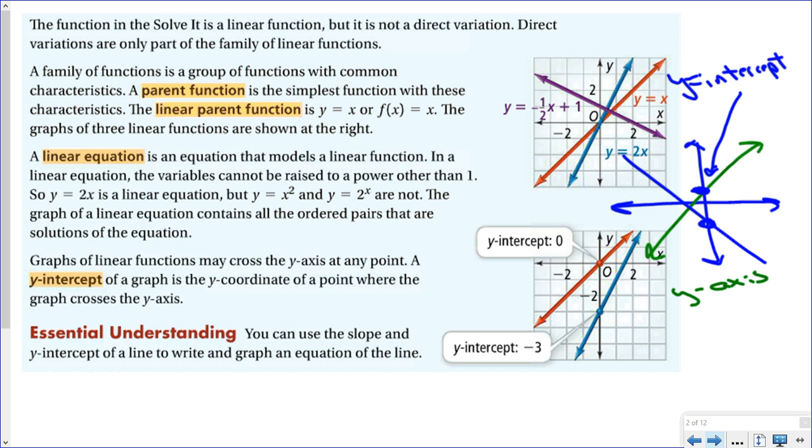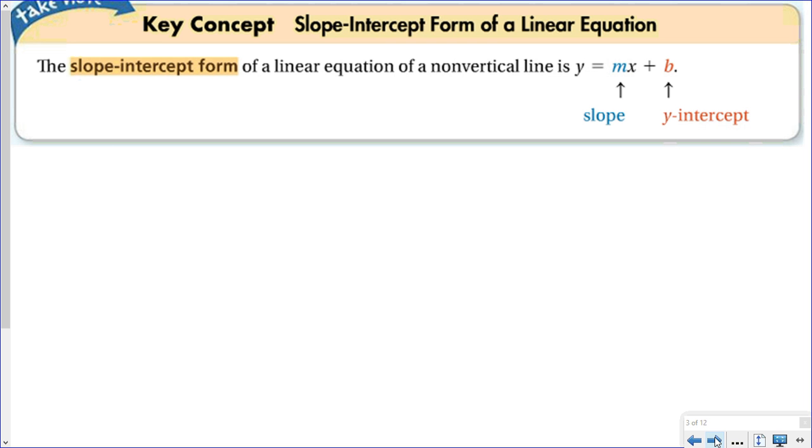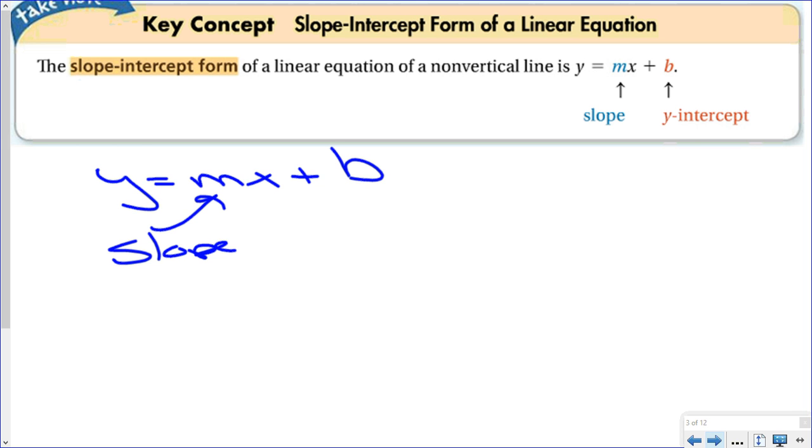On the example they have right here, this intercept is 0. On the blue line, the intercept is -3. Okay, so they have slope-intercept form, which is y equals mx plus b. M is the slope, and b is the y-intercept. And this part here goes into your notes.